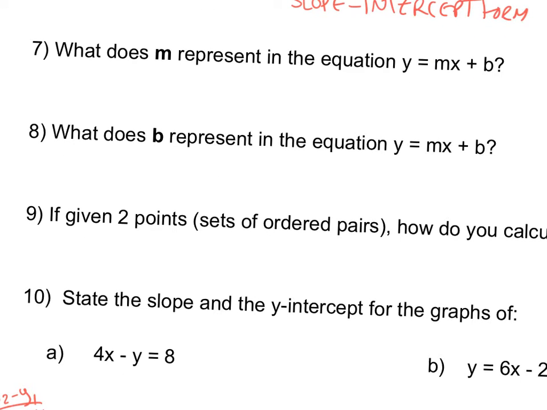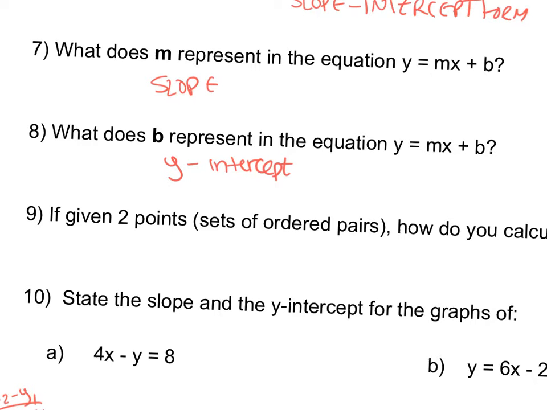What does m represent in the equation y equals mx plus b? Slope. What does b represent? Y-intercept. Make sure you remember it's y-intercept, because if you just write intercept, it could be either the x- or y-intercept, and that would not be completely correct. So it's the y-intercept.